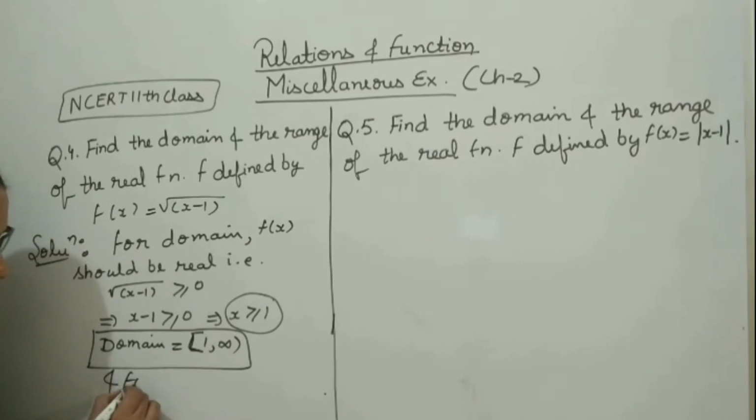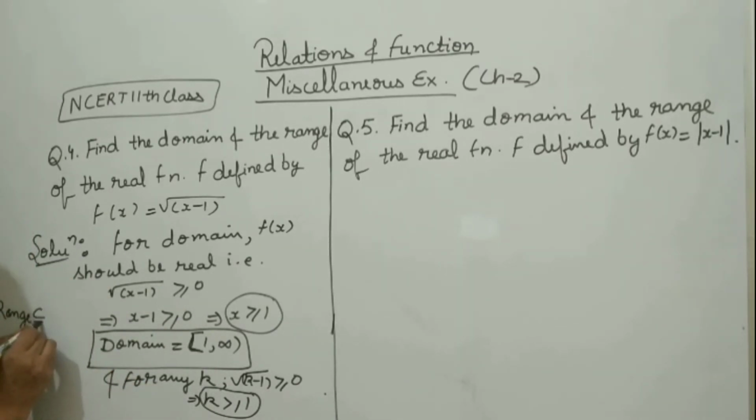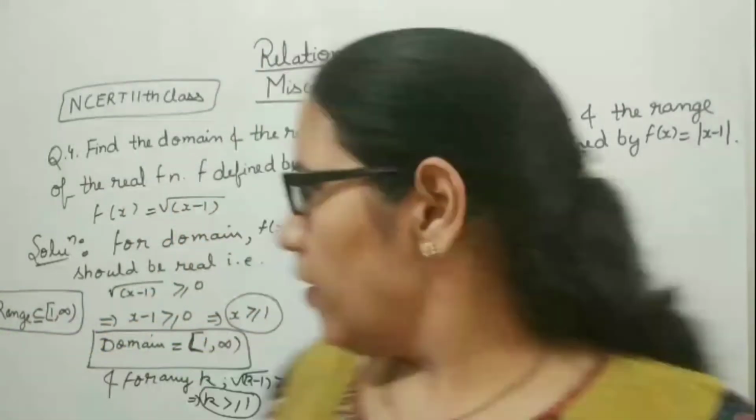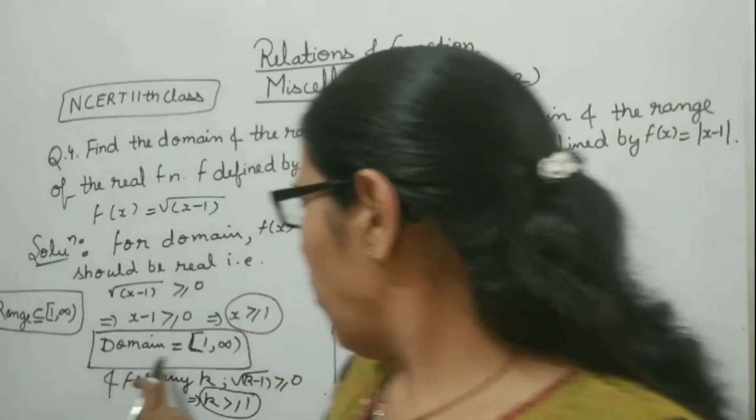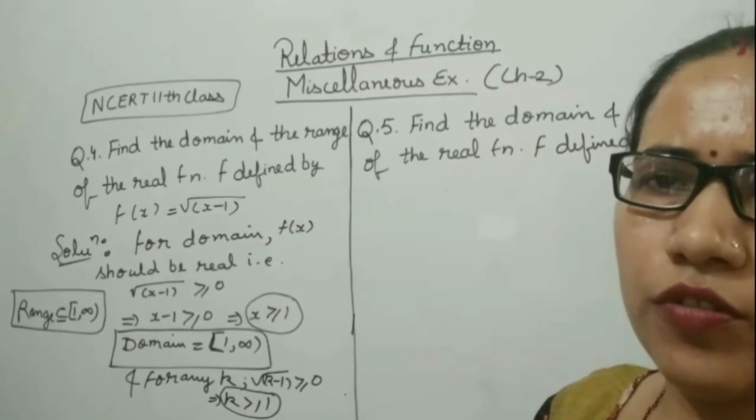And for any k, under root of k minus 1 is greater than or equal to 0, or your k will be greater than or equal to 1. It means range is nothing but a subset of 1 to infinity. Clear? We have to define your range for any point k, and it will be a subset of the value of the domain. Clear? So this will be the range and domain for your question number 4.